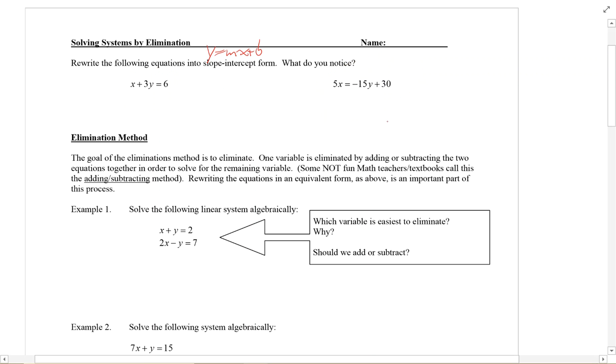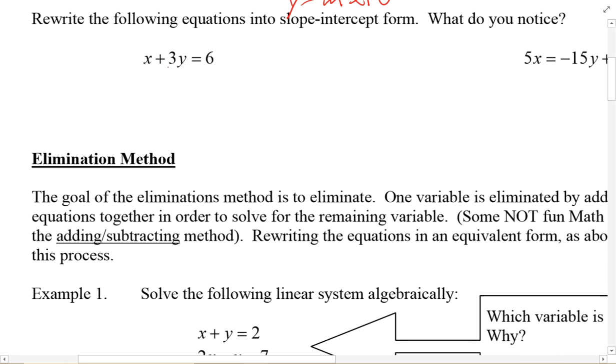Okay, so this one here, you move x to the other side, it becomes negative x plus 6. Then you divide by 3 and get negative 1 divided by 3x plus 2.